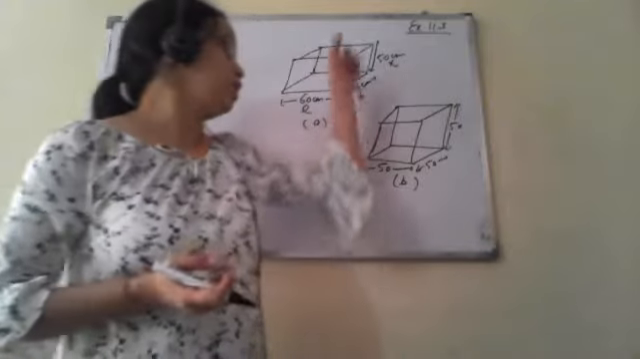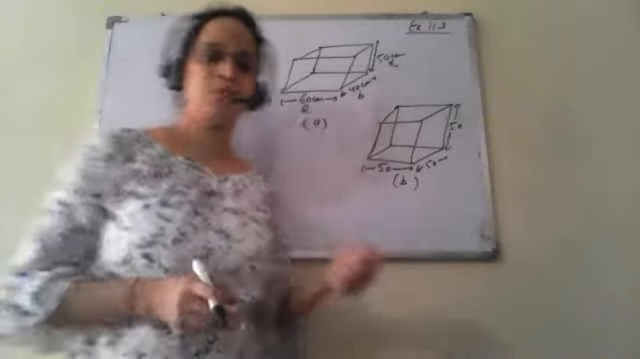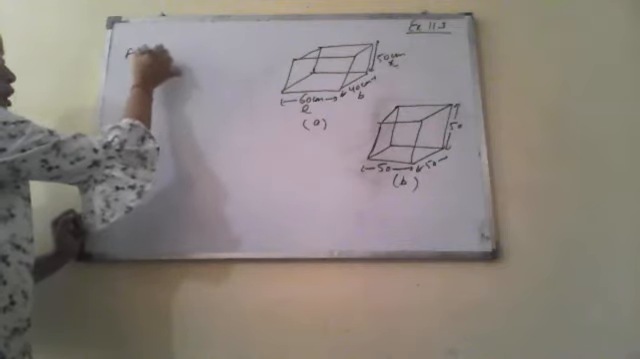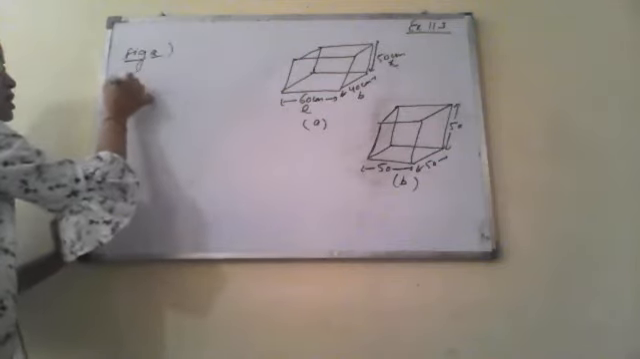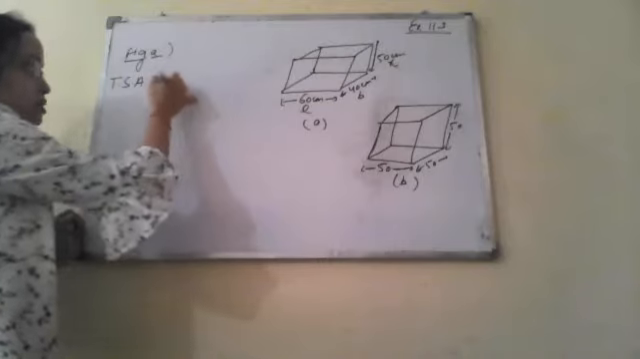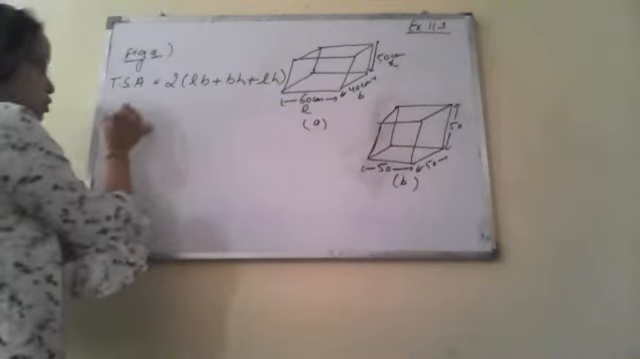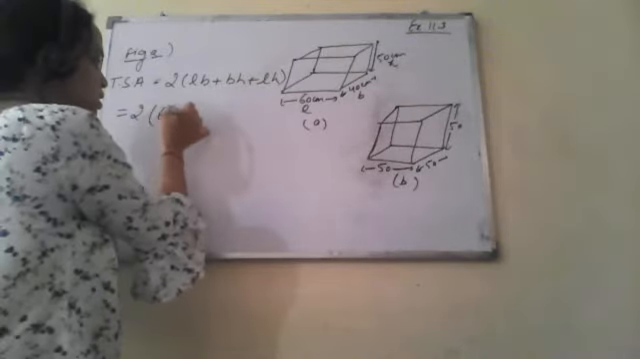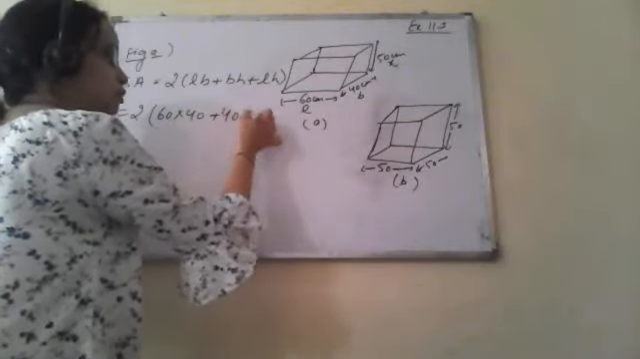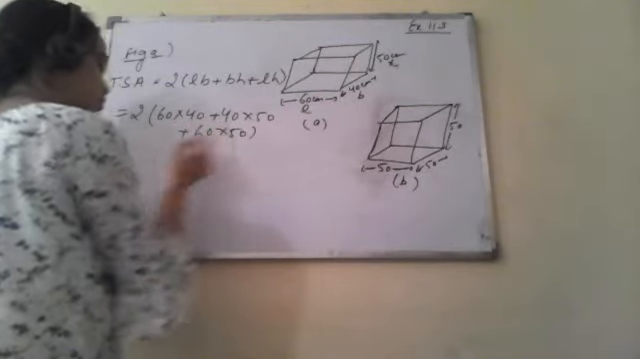So in order to calculate the amount of material, since it is hollow, we need to calculate the surface area, because all the six surfaces have to be made from a specific material. So first we will calculate the total surface area of both figures. For figure A, total surface area, I'm just writing TSA. The formula is 2 into LB plus BH plus LH. So we will just put the values. L is 60 into B, that is 40, plus B into H, that is 40 into 50, plus H into L, that is 60 into 50.